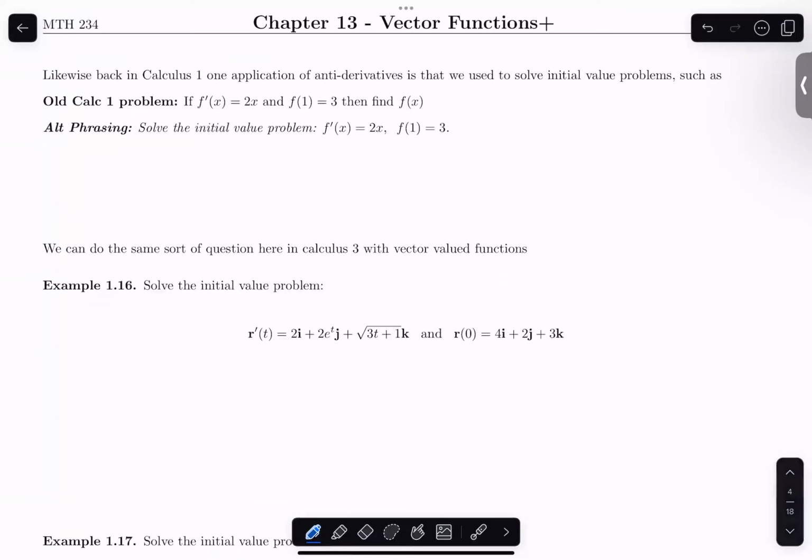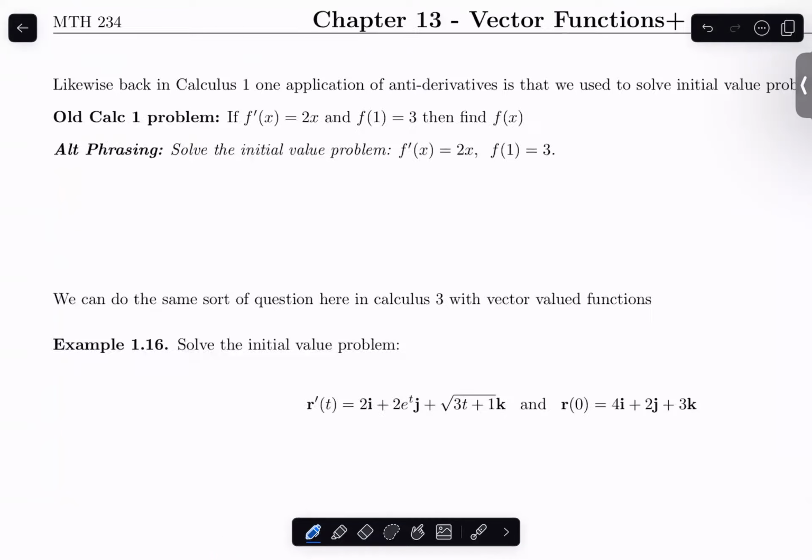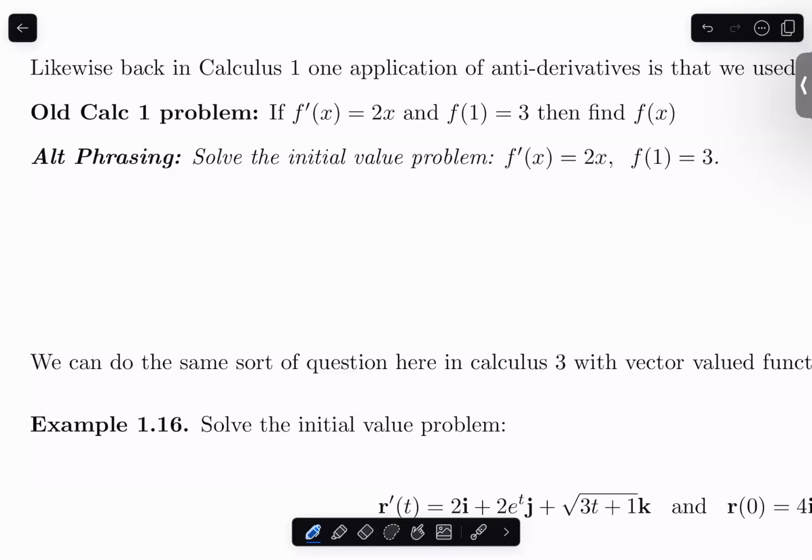So lastly, thinking about another type of integration style problem. Back in Calculus 1, you sometimes got problems that look like this. It would say things like, if f prime of x is equal to 2x and f of 1 is equal to 3, find what you started with, find f of x. An alternative way to phrase that is solve the initial value problem. So I'm looking for some function f of x that satisfies when you take the derivative of it, you get 2x, and when you plug in 1, you ought to get out 3.